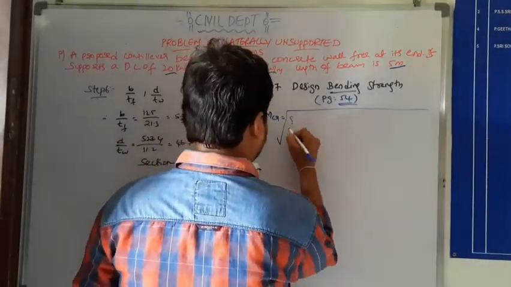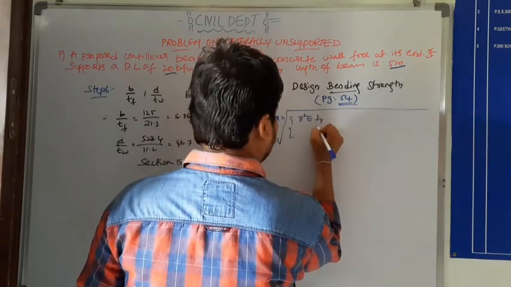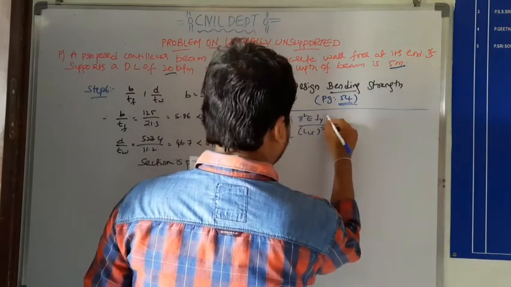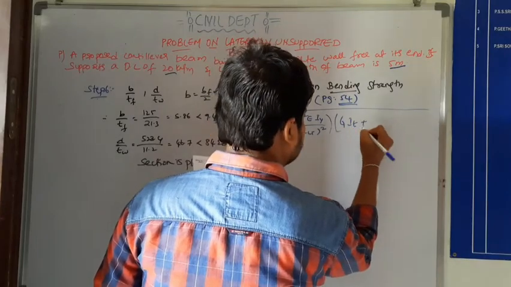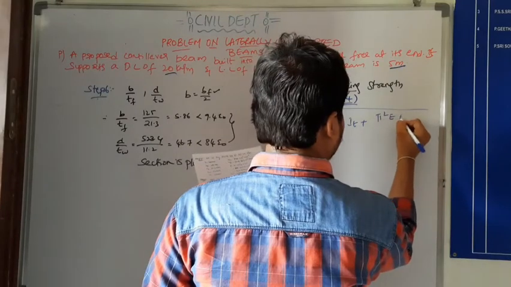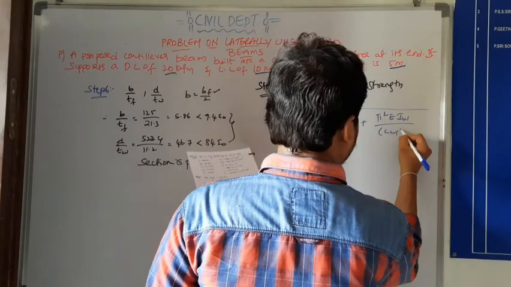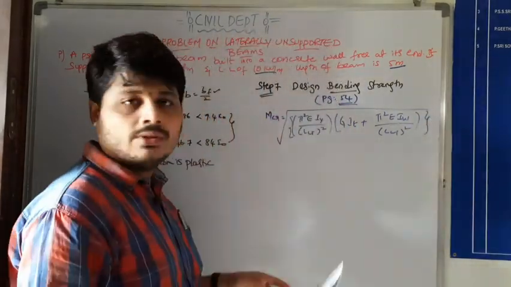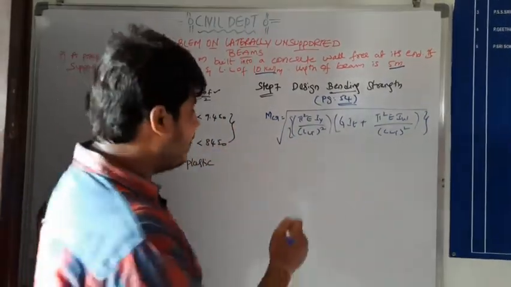Root of pi square E IY by LLT square into GIT plus pi square E IW by LLT square. So this is the formula. Here the unknown parameter. So now we will calculate the unknown parameter.